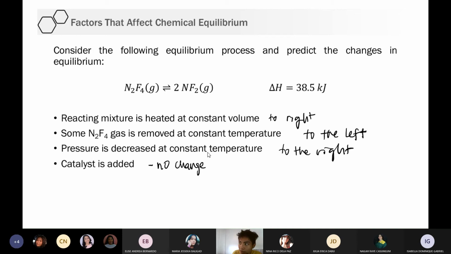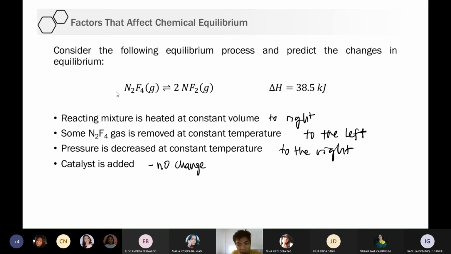Pressure is decreased at constant temperature. So I said, there are 2 outcomes. If you increase the pressure, you will favor the side of the reaction with the lowest moles of gas. If you decrease the pressure, you will favor the side of the reaction with the greater number of moles of gas. So we decreased the pressure, so we go to the side of the reaction with the higher moles of gas.